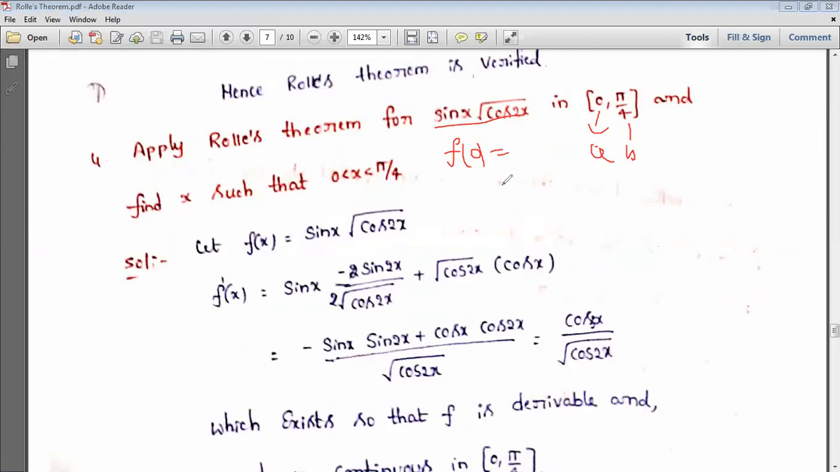So sine 0 into square root of cos 2 into 0, that is nothing but cos 0. The value of sine 0 is 0, and cos 0 is 1. So 0 into 1 is nothing but 0.